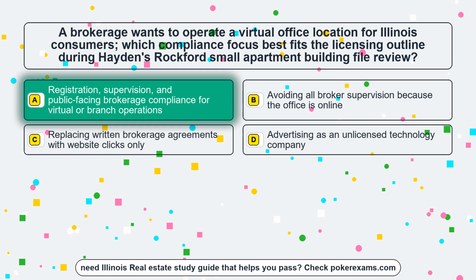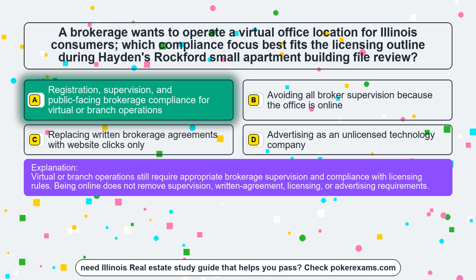The correct answer is option A. Registration, supervision, and public-facing brokerage compliance for virtual or branch operations. Virtual or branch operations still require appropriate brokerage supervision and compliance with licensing rules. Being online does not remove supervision, written-agreement, licensing, or advertising requirements.